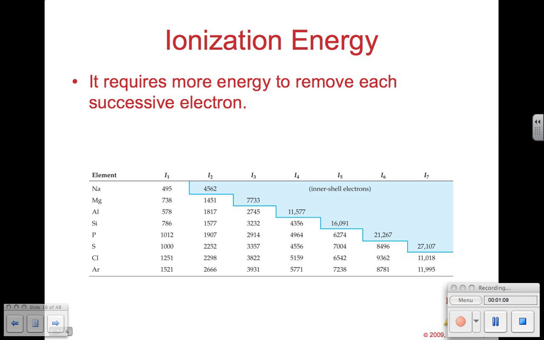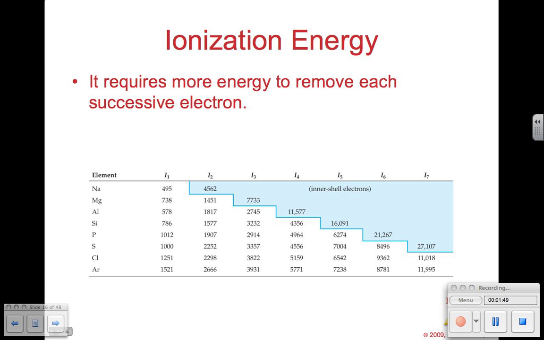So with this graphic that's in your textbook, which you should glance at as well, you'll notice that there is a trend. In this table, you've got a variety of columns. The first column is for the first ionization energy. The second column is second ionization energy, and then third, fourth, fifth, sixth, seventh. Okay, you get the idea. So it requires more energy to remove each successive electron. It takes more energy to remove the second electron, even more to remove the third and fourth. And for some atoms, it's very difficult to remove an additional electron.